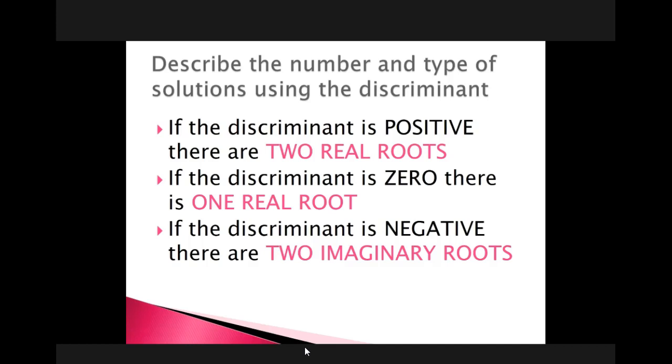So again, we have 3 cases where we can have 3 different types of solution sets depending on the sign of the discriminant. So if the discriminant is positive, we have 2 real roots. If it is 0, we have 1. And if it's negative, we have imaginaries.